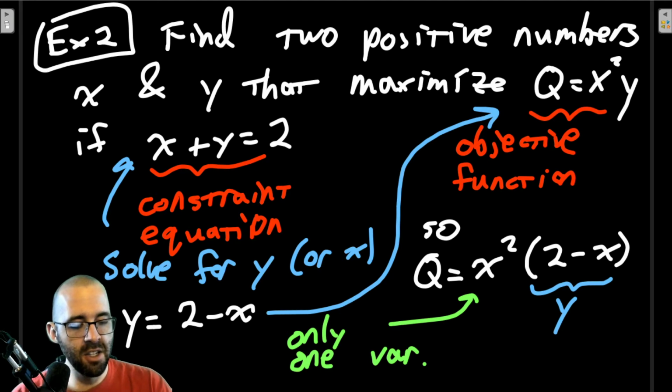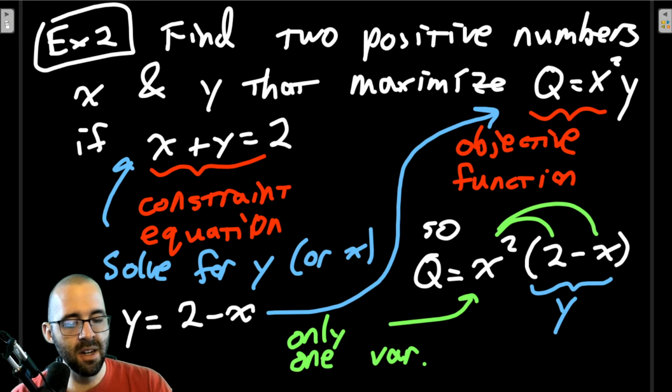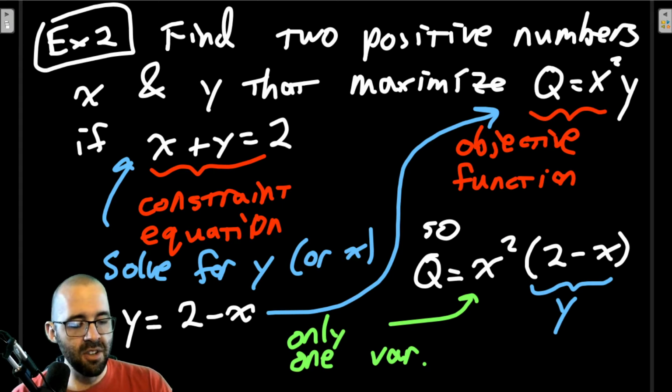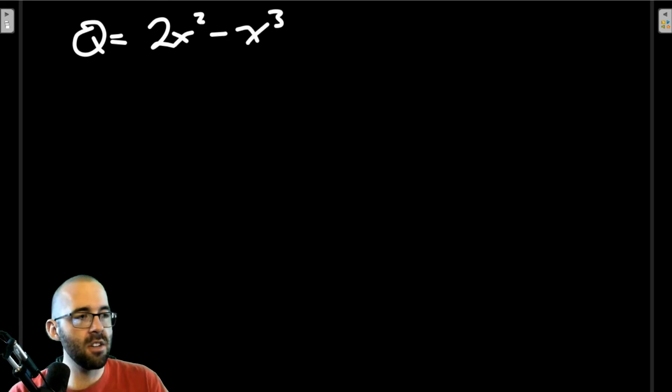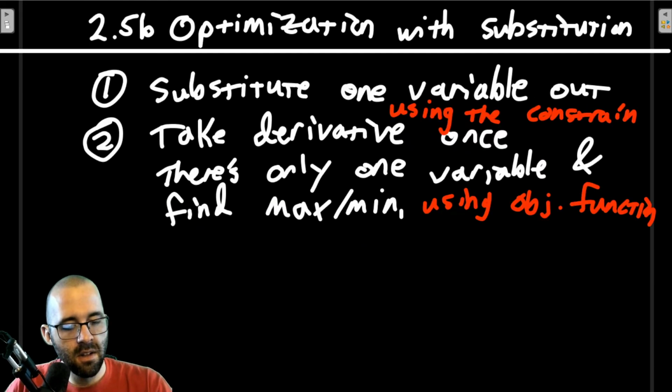Let's write that again. Q is equal to, and let's distribute as well. X squared times 2 minus x squared times x. We're going to have Q is equal to 2x squared minus x cubed. Great. Function of only one variable. So we have successfully completed this step. We need to do step 2 now.